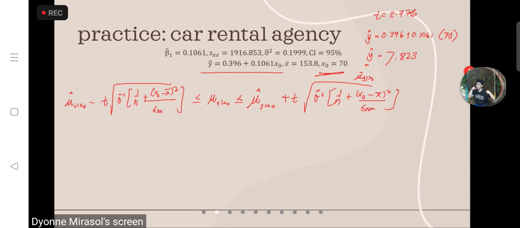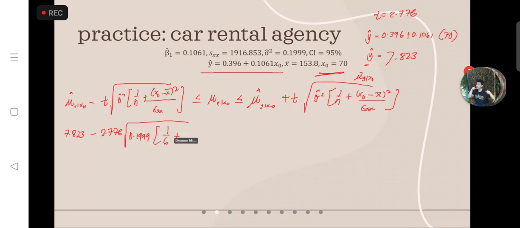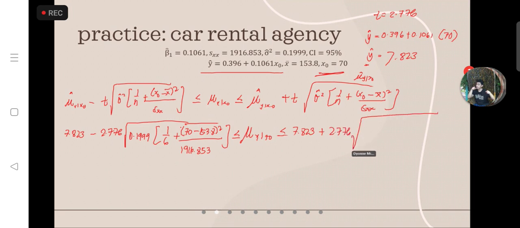So let's plug in the values. 7.823 minus 2.776 times the square root of the estimator of variance 0.1999 times (1 over 6 plus (our x0 is 70 minus x bar, which is 153.8) squared over 1916.853), then equal to our mean at 70 since our x0 is 70, then equal to 7.823 plus 2.776 times the square root of 0.1999 times (1 over 6 plus (70 minus 153.8) squared over 1916.853).